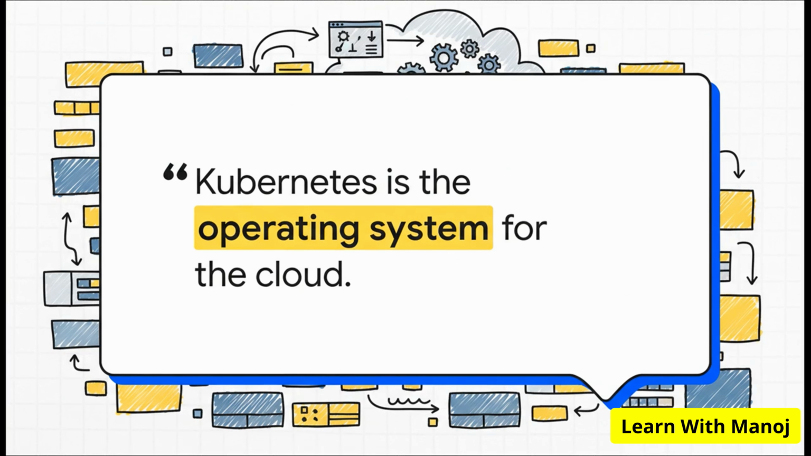So here's the really crucial takeaway. When you put all of these pieces together, the pods, the nodes, the services, the ingress, you get something much, much bigger than the sum of its parts. You get a system that completely abstracts away the underlying machines. You no longer have to care which specific server your code is running on. You just tell the cluster your desired state, and it makes it happen. That's why people say Kubernetes is the operating system for the cloud.